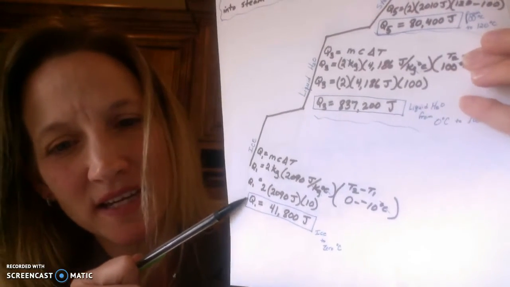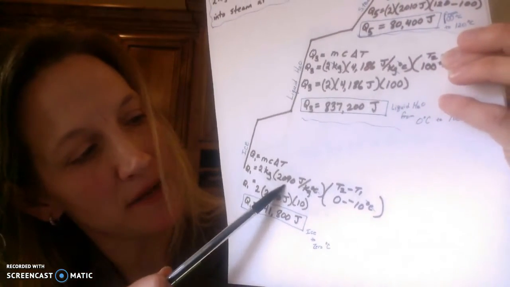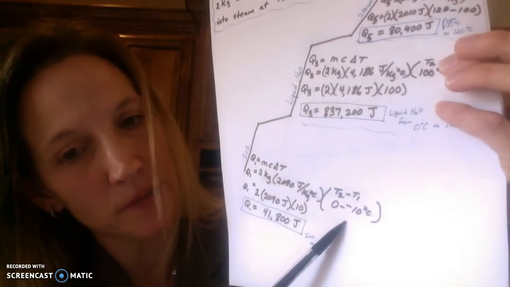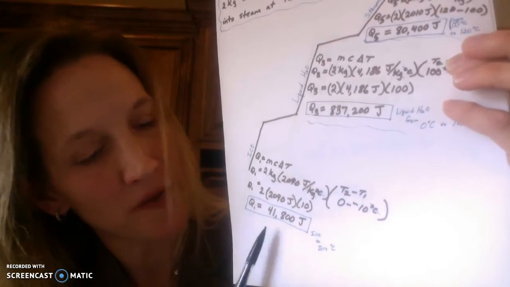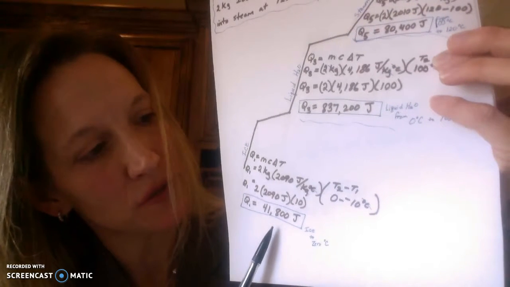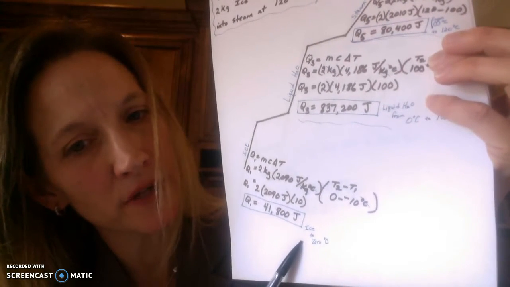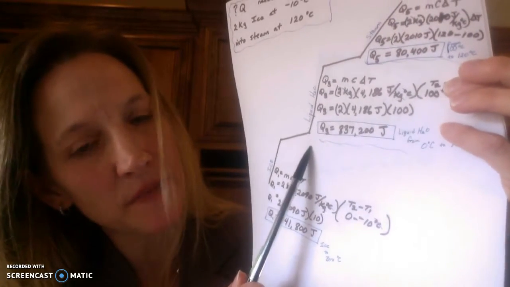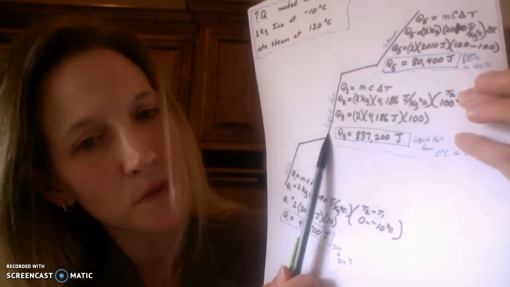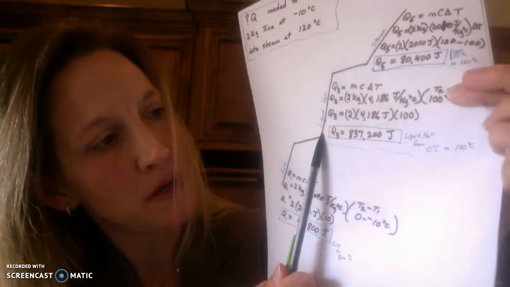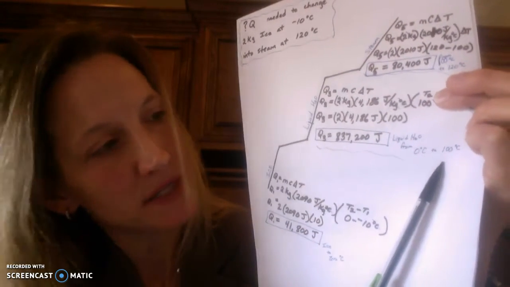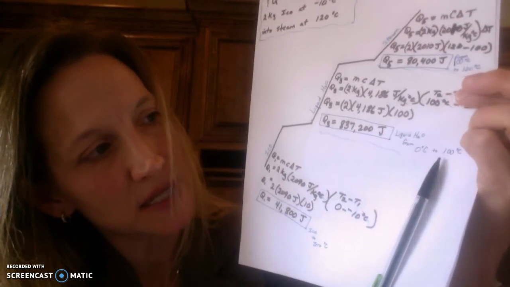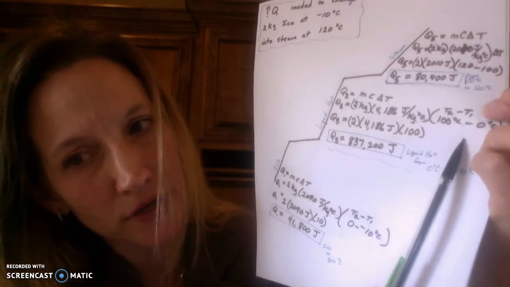Q is MC delta T. M, the C of the specific heat of ice. Change in temperature is 10 degrees. Gives me 41,800 joules. From ice to 0 degrees Celsius. Now I'm going to have to do a phase change. I'll put that on the next page. I'm a liquid water of 0. I'm going to move it up to 100 degrees. So my MC delta T this time is 100 degrees.